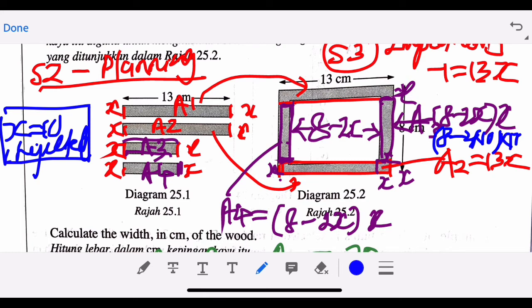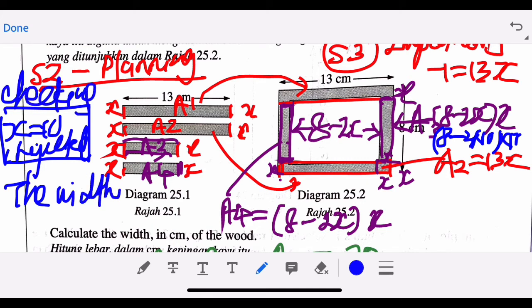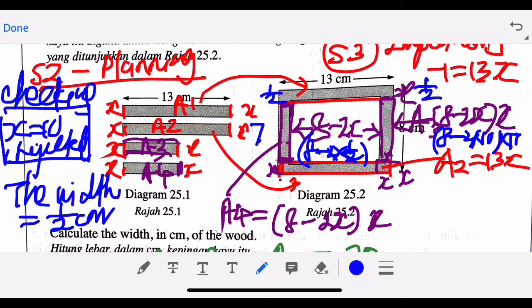So then, I'm checking the answer. The final step is checking. So the width that you should accept is actually 1 over 2 centimeter. After you check, 8 minus 2 times 1 over 2 is positive, actually 7 centimeter, and the x is 1 over 2 here, and 1 over 2 here. So 7 plus 1 over 2 plus 1 over 2 is 8. I'm getting the 8 centimeter.